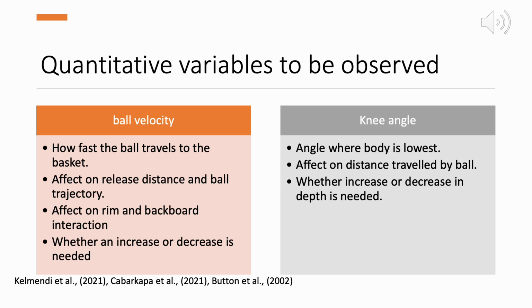Knee angle refers to the biomechanical principle of force. The angle will be measured when the body is lowest and compared to a proficient shooter. The angle's effect on how far the ball travels will also be observed and corrected accordingly.